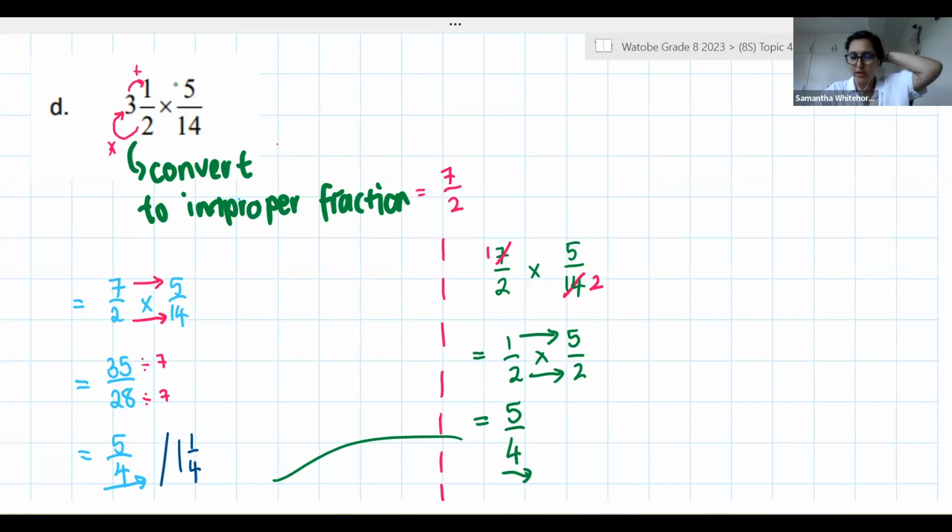No problem whatsoever. Like I say, I prefer cross-canceling, but you don't have to do it. It's just another way that I'm giving you in case you find that easier. So guys, 5/4 is your answer. If you wrote it as 1¼ it is the same thing, but 5/4 is your answer there.